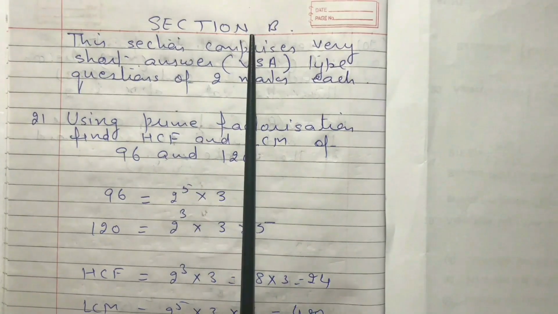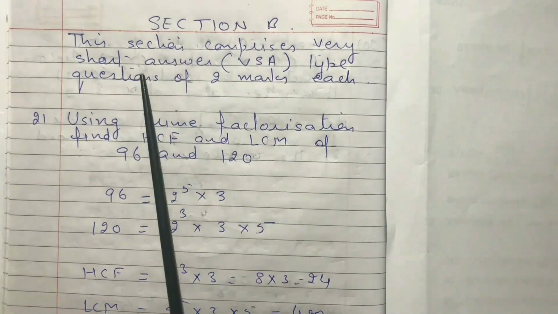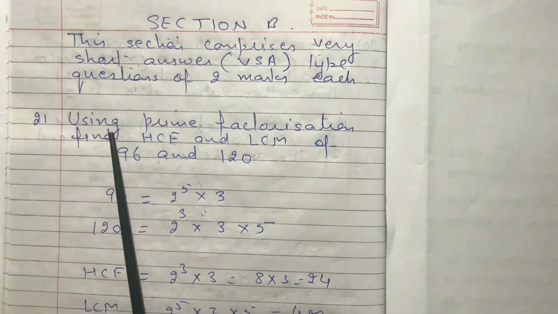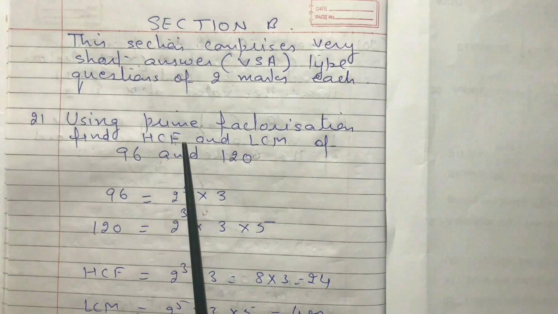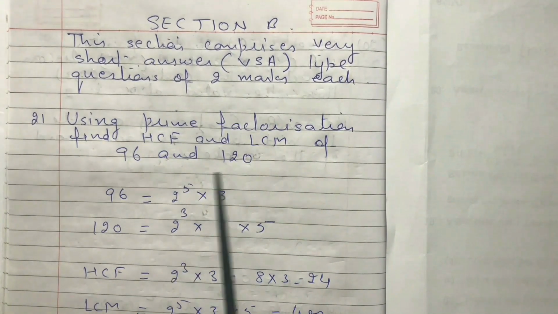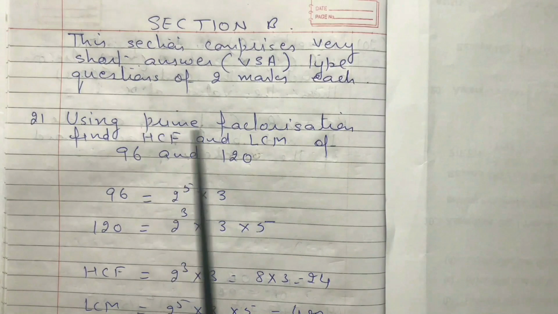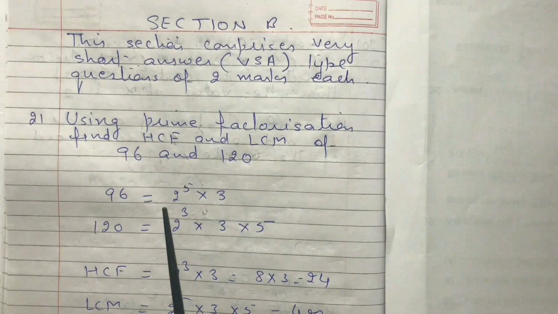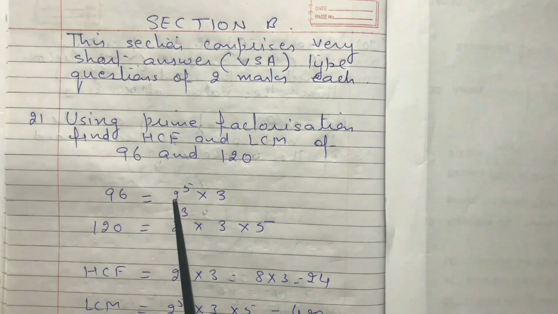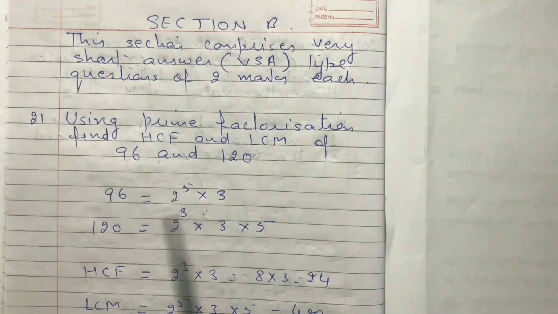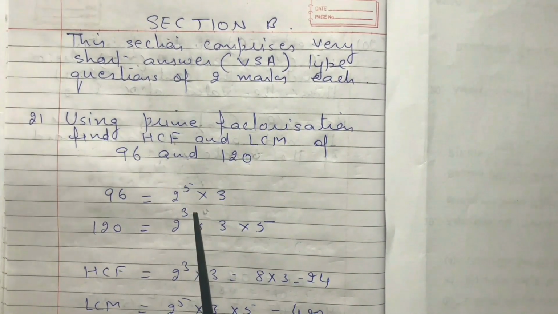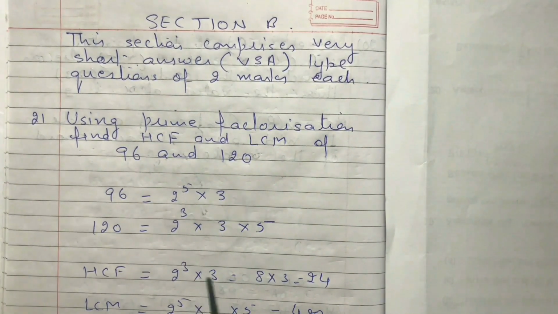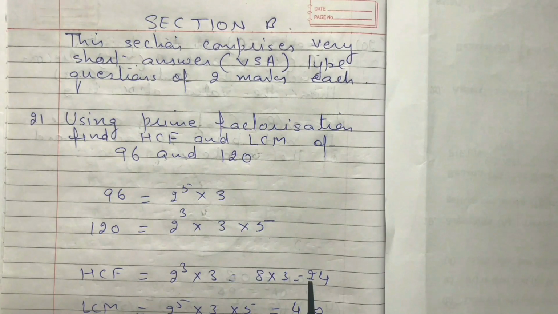Now this is section B. This section comprises very short answer type questions of 2 marks each. 21st question: Using prime factorization, find HCF and LCM of 96 and 120. Now we are to use prime factorization. So 96 के अगर factors बनाते हो, prime factors बनाते हो, तो that will come out to be 2 raised to power 5 into 3. 120 is equal to 2 raised to power 3 into 3 into 5.